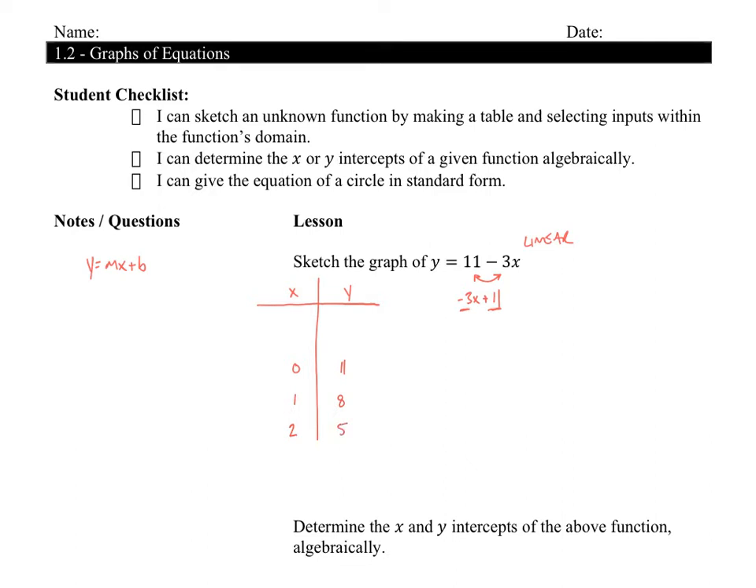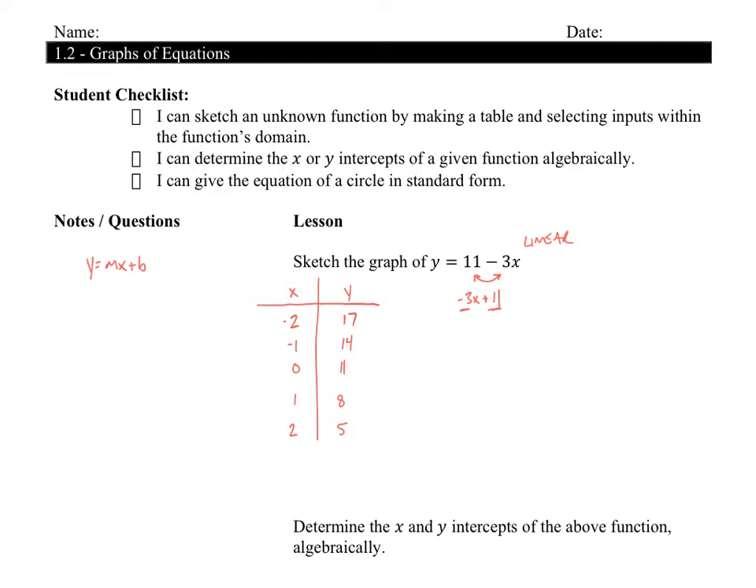What we're going to do now is move the other direction. So we're going to say, well, what would happen if x was negative 1? Well, if x was negative 1, then this would be negative 3 times negative 1, which would be positive 3. So we would have 11 plus 3 instead. So we would end up with a y value of 14. And if x was negative 2, well, then we would have a y value of 17. All right, so now we have an idea of what this function is going to look like.